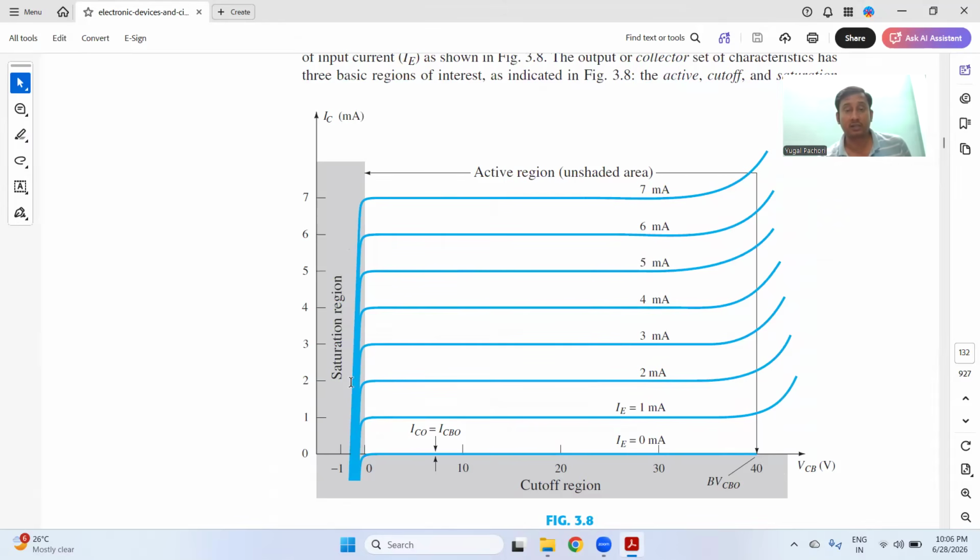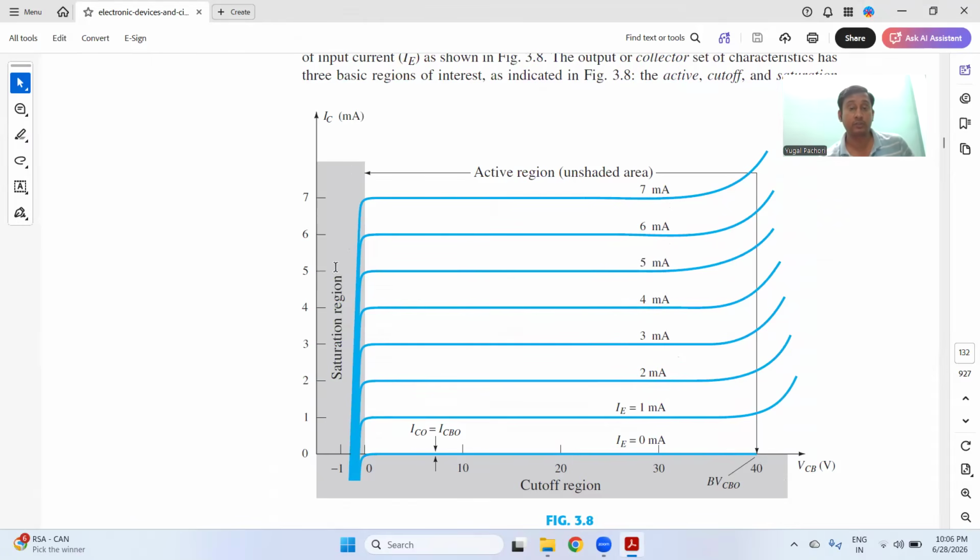So you can see these are the various characteristics: IE1, IE2, IE3, IE4, IE5, IE6, IE7. One, two, three, 4, 5, 6, 7, 8. So eight are there. This is 0, 1, 2 milliampere, 3 milliampere, 4 milliampere, 5 milliampere, 6 milliampere, 7 milliampere.